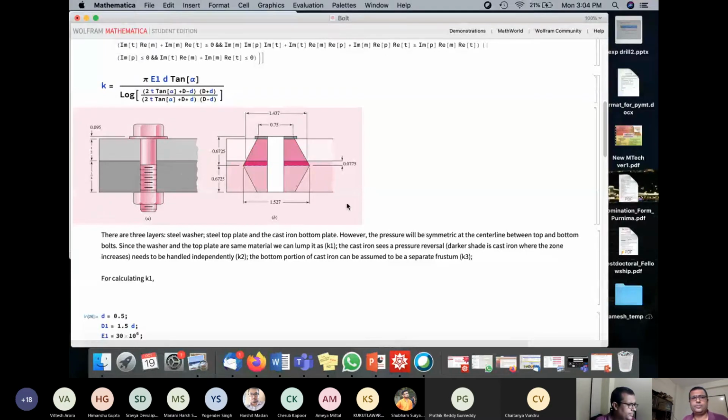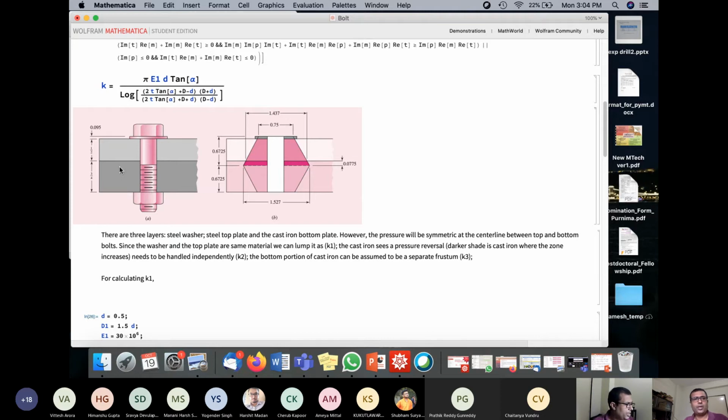Can you see the cursor? Oh yeah, you can see the cursor. So there is a washer on top right here, the top one. There is a steel layer, so this is number two. Number one is the washer. Number two is the steel layer on top. The bottom one is cast iron. So there are three different items.